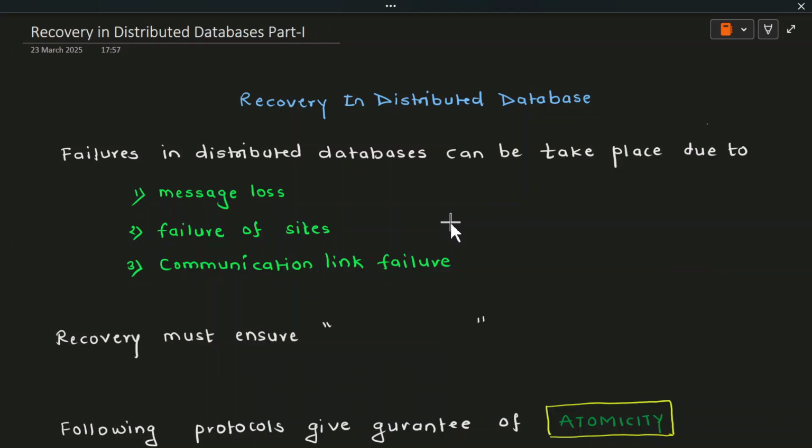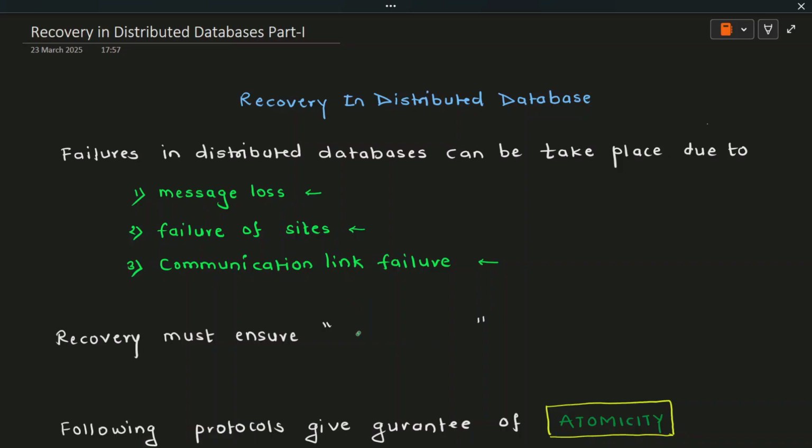In today's session, we are going to see one interesting concept in the distributed system known as recovery in distributed database. We know that a distributed system contains n number of processes getting executed at different nodes which are geographically separated. Now, in this distributed environment, failures can take place due to various reasons. The first reason can be message loss. The second reason can be failure of sites. The third reason can be communication link failure. This type of failure may create troubles in case of distributed database.